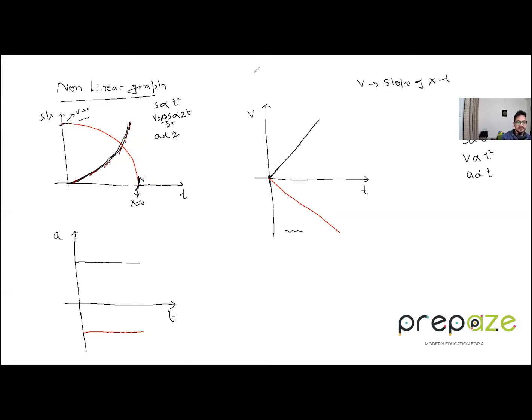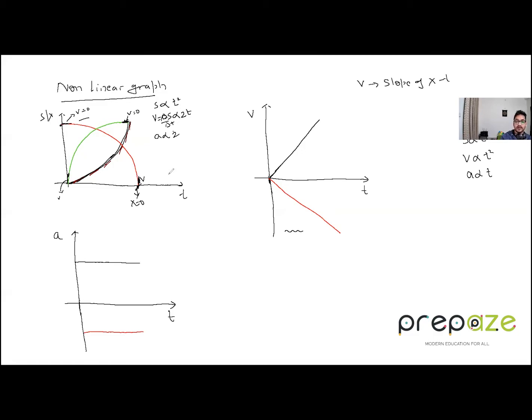Clear? Next category, suppose the graph looks like this. Now see the magnitude. How will you see magnitude? By the slope. Initially, the slope is almost like this. Finally, it becomes parallel to the x-axis. That means the final velocity is 0. Initially, it has some velocity, and finally over here it becomes 0. So the velocity is decreasing with time.